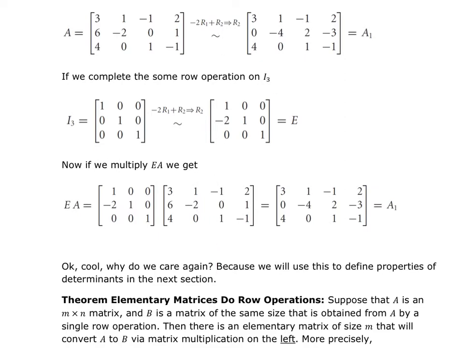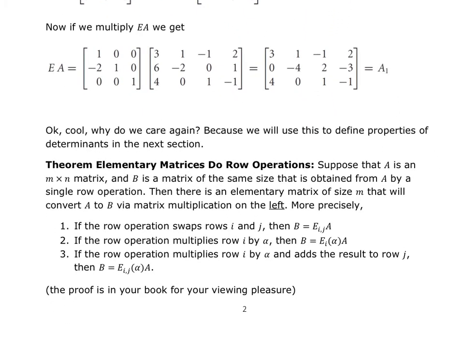And you're thinking, well, that's cool. Why do we care again? Because we're going to use this to define properties of determinants in the next section. So elementary matrices do row operations.